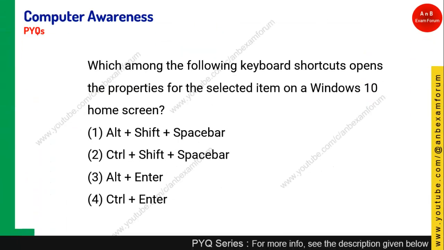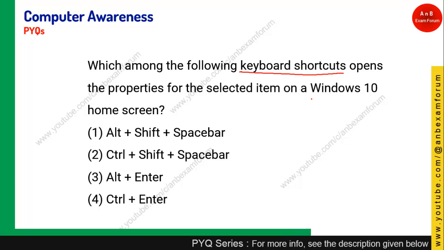Okay, coming to the next question, again from the keyboard shortcuts. Okay, which opens the properties of the selected item on the Windows 10 home screen?